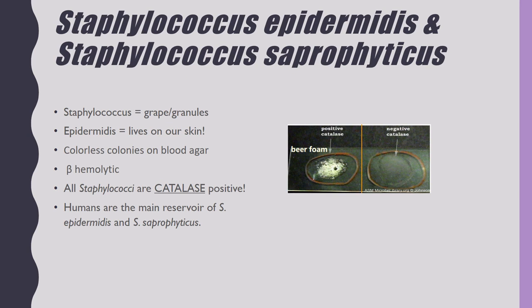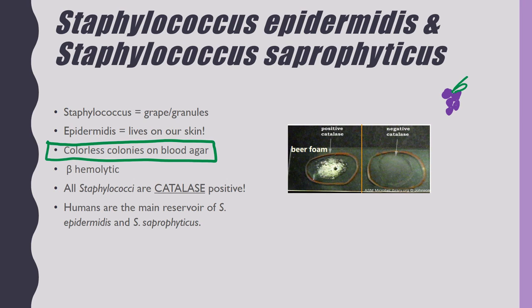Okay, so once again, we're still dealing with gram-positive organisms. These are also gram-positive cocci, and occasionally they do still form those grape-like clusters when you look at them in culture. So just like Staph aureus. Unlike Staph aureus, though, these guys are actually colorless colonies on blood agar. So remember that Staph aureus gives you that golden hue, hence aureus, which is the root word for gold. This one is colorless. Well, both of these are colorless, epidermidis and saprophyticus.